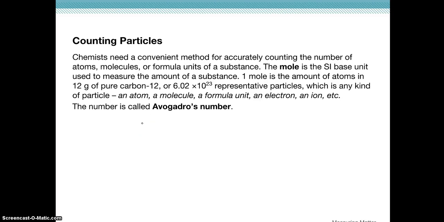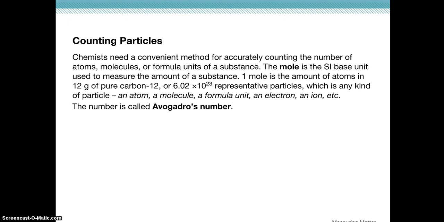All right, we've been talking about units and measurement and sig figs and dimensional analysis and all of that, but now we're going to focus specifically on measuring how much of a compound or an element we have. And so we're going to be focusing on what's called the mole. And the mole is the SI base unit used to measure the amount of a substance.